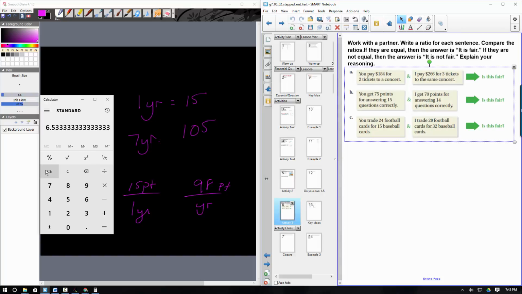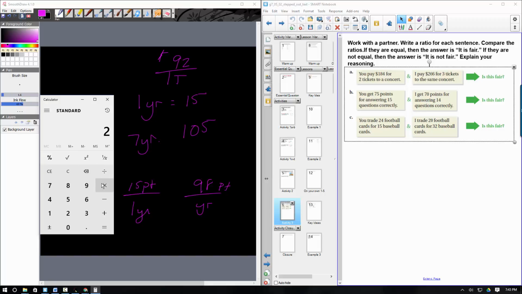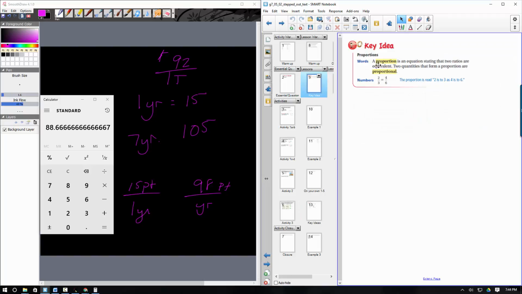So you're just going to be dividing, and I'll do my 184 divided by 2. I get 92. I'm going to write that number down so I don't forget it, 92. And that's dollars for every one ticket, right? And we'll do the same thing for 266 divided by 3. And that's 88. So this is not fair. So then go through and figure out these other two as well. But I'm just figuring out the unit rate. So this is what we're doing.